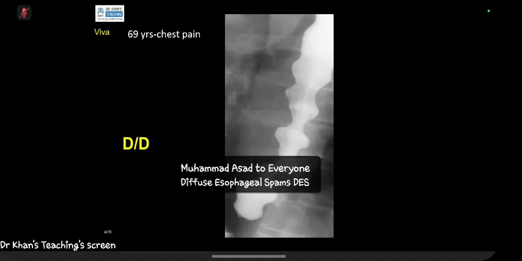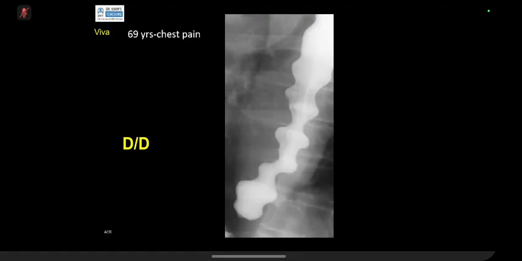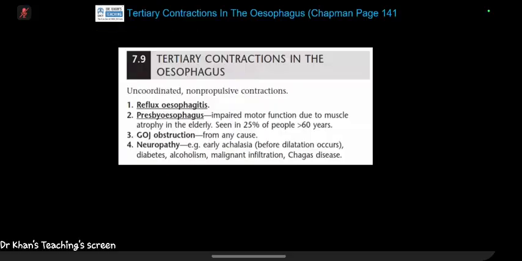Yes, spot diagnosis. Excellent. So this is tertiary contraction, right? Dysmotility, whatever word you want to use. This is known as a corkscrew pattern. And these are old age patients, which can cause this kind of radiological features. Tertiary contractions in the esophagus. Yes. What do you think?